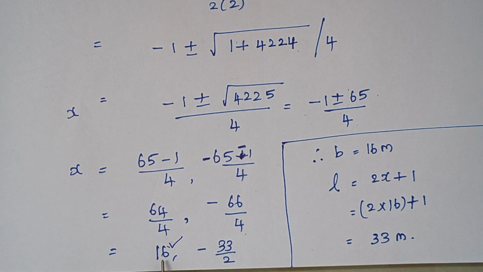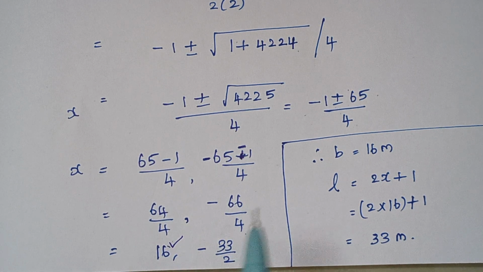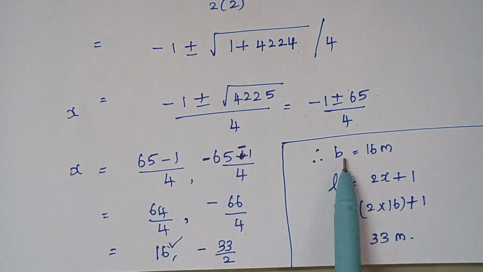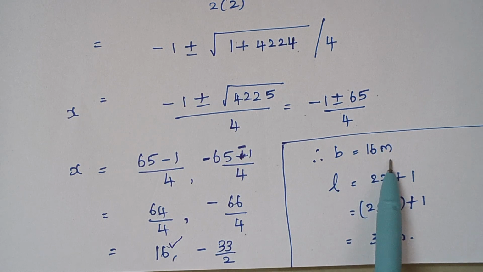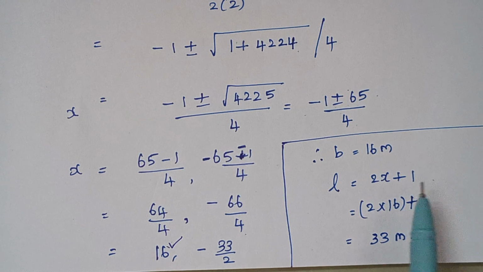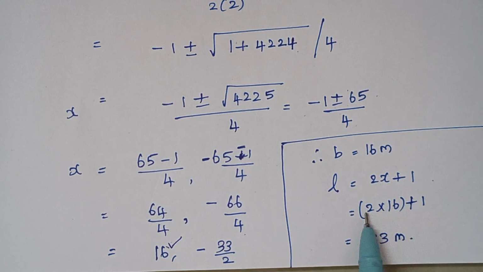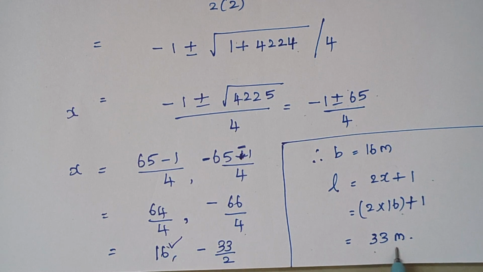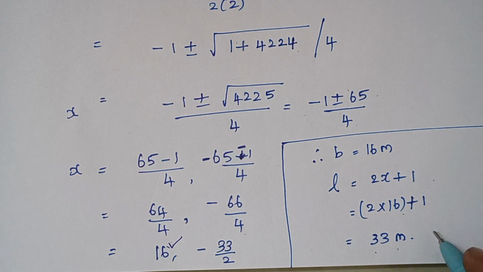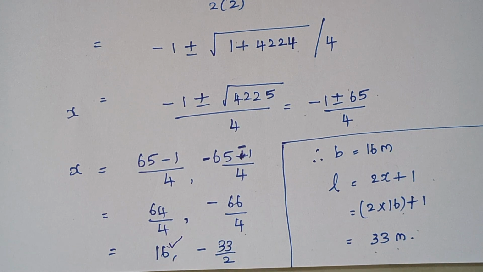So, here x is equal to 16. What is x? x is nothing but the breadth. So, here the value of breadth is 16. What about length? Length is given by 2x plus 1. Again, in the place of x, you can just substitute the value of 16, and finally the value of length is 33 meter. So, the length of the rectangular plot is 33 meter and the breadth is 16 meter.